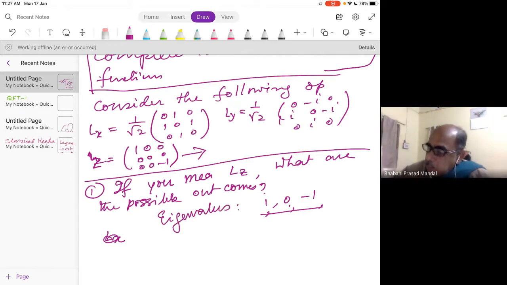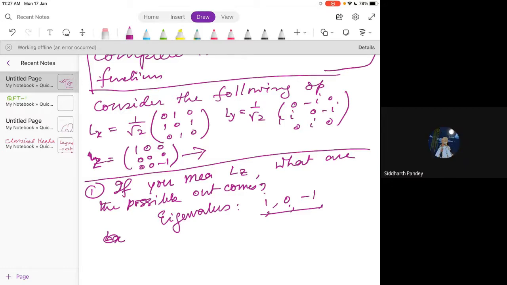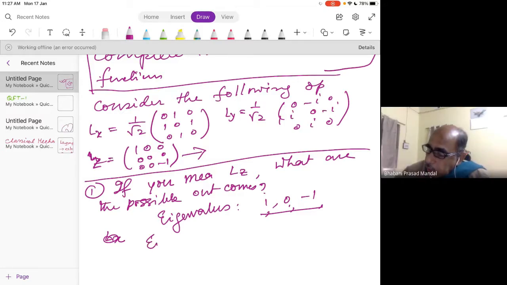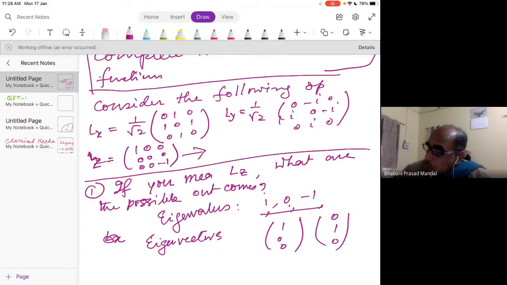Anybody? This is a very simple question. Tell me the eigenvectors. For a diagonal matrix, you cannot tell the eigenvectors? This is very simple. The eigenvectors will be (1, 0, 0), (0, 1, 0), and (0, 0, 1). You just multiply: taking the 1 in the first position gives you the eigenvalue 1. A 1 in the second position gives you the eigenvalue 0. A 1 in the third position gives the eigenvalue minus 1.